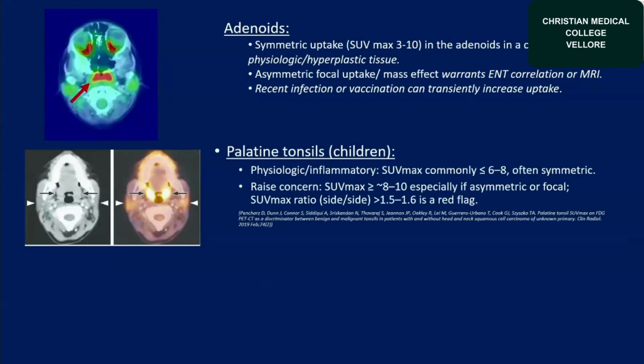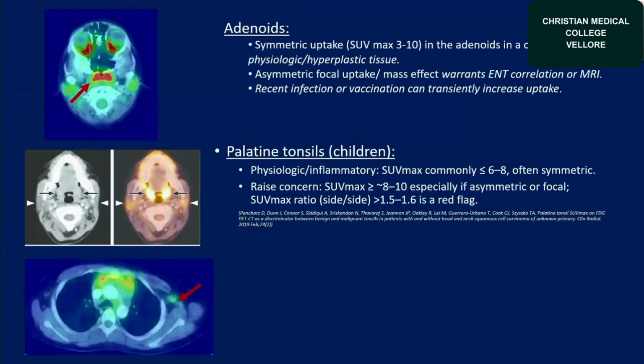It's important to know that recent infection and vaccination can also increase uptake. For palatine tonsils, an SUV of up to 6 to 8 is acceptable if it is symmetric. But when the SUV max increases more than that, an SUV of more than 8 to 10, or if it is focal, or if there is lateralization of the uptake, then that has to be considered more in favor of disease rather than physiological uptake.